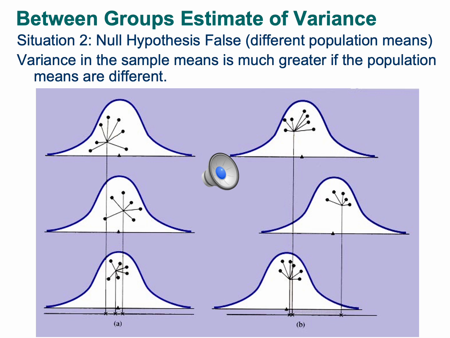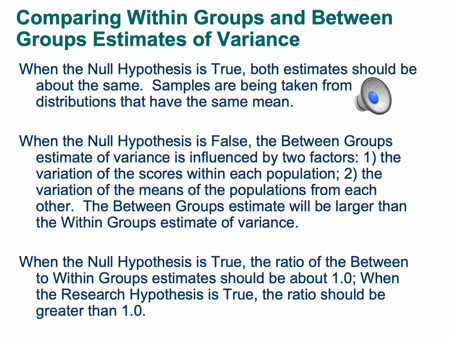So now we've got an estimate of variability in the samples within the study that's much greater, and it's being reflected by a difference between the means. Now let's compare the between groups estimate to the within groups estimate of variance. When the null hypothesis is true, so none of the means are different, both estimates should be about the same. So samples are being taken from distributions having the same mean, and they all have the same variability. The estimate based upon between groups and the estimate based upon within should be about the same. So the ratio between them will be 1.0.